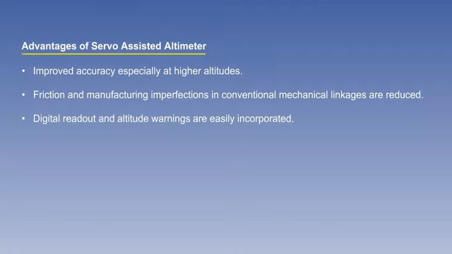Additional advantages are that friction and manufacturing imperfections in the mechanical gearing of a conventional altimeter are reduced, and altitude sensing in electrical form is available as a central source of information for digital readouts and systems, such as autopilot, flight data recorder, and altitude warnings. This concludes the lesson. A summary of the main points to consider from the lesson follows.